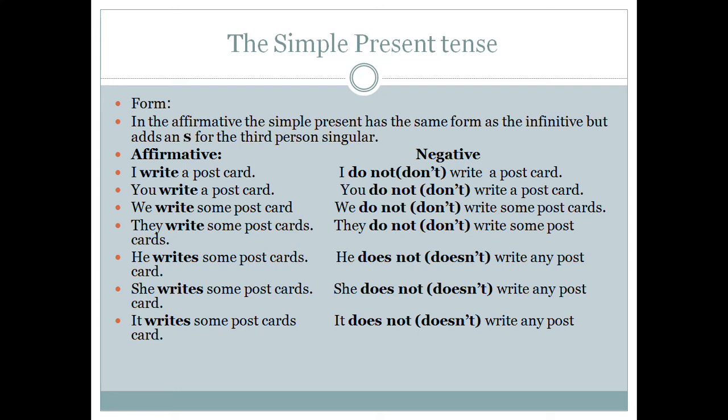What about negative here? With he, she, it, we make negative by using does not. We say he does not write. When we use does not, we need to change the main verb into the infinitive. This means that we drop the s. We say he does not write any postcards. She does not write any postcard. It does not write any postcard.